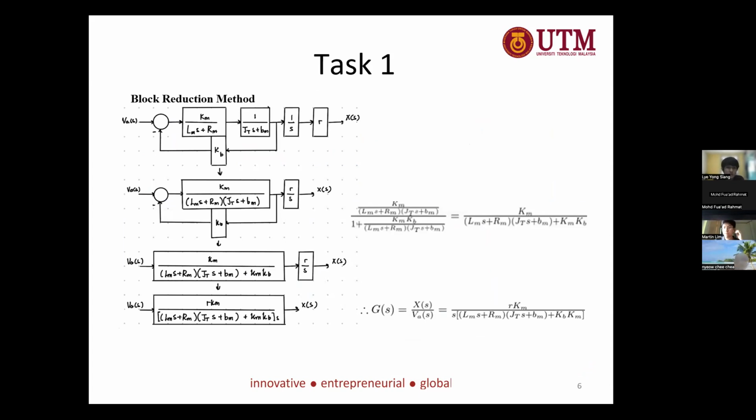For task 1A, we reduce the block diagram by using the block reduction method, which combines the blocks in the middle and the side. We can reduce it into the closed-loop transfer function, which is R KM over S times (LM S plus RM) times (J T S plus BM) plus KB KM.